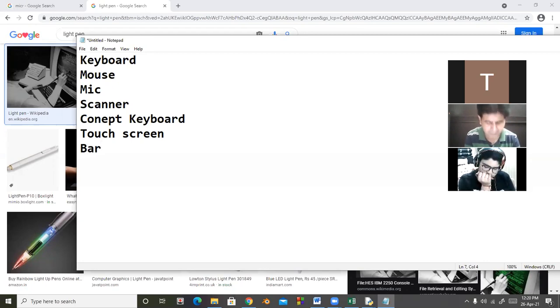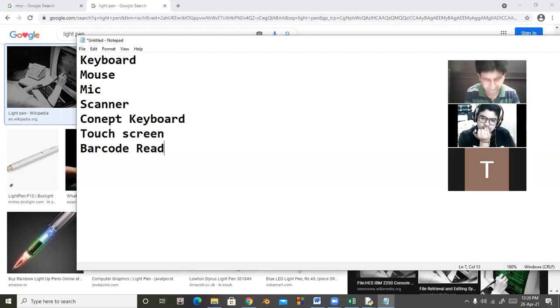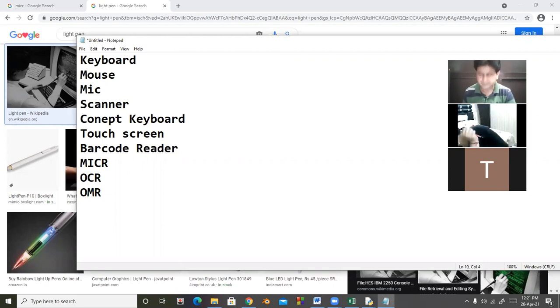Then there is a barcode reader. There is MICR used in checks. OCR for reading the characters, handwritten characters. Then there is OMR, the optical mark reader. So these are input devices.